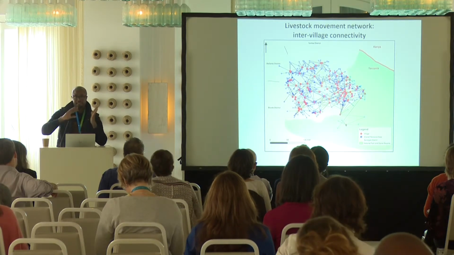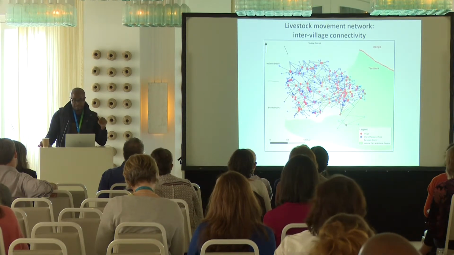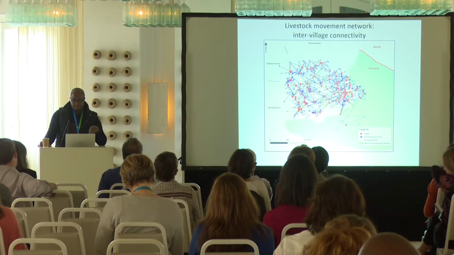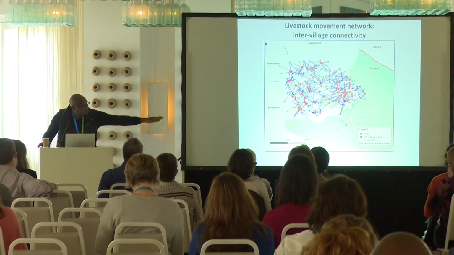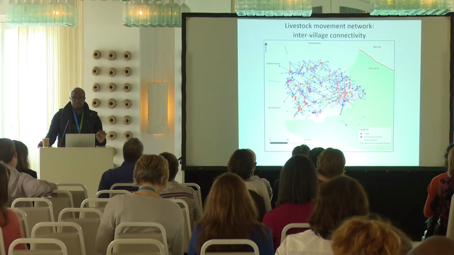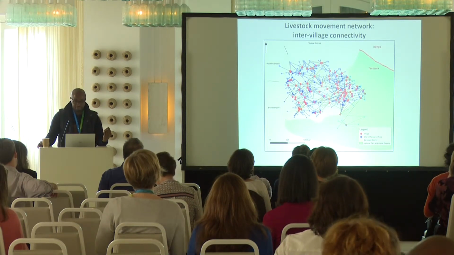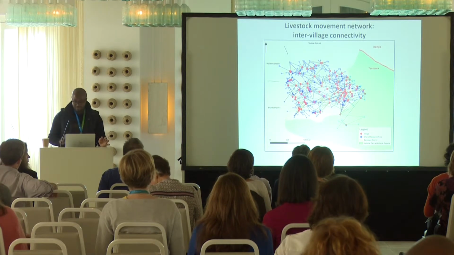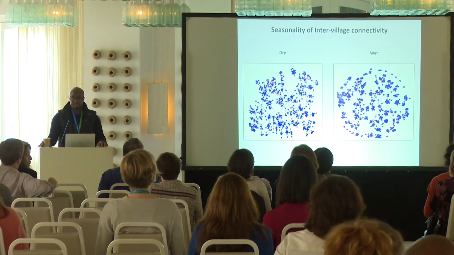We collapsed the network and then redrew it just to look at inter-village connectivity. You can see the two red dots here, those towards the bottom. Those are two villages and they are connected at one point, which becomes a hotspot for disease transmission. And that is what transpires throughout the network. However, that differs across season.